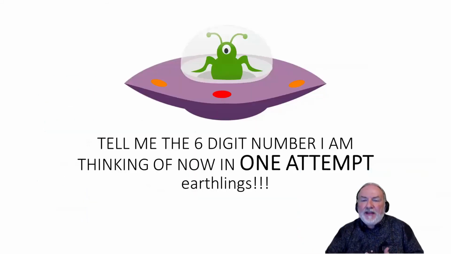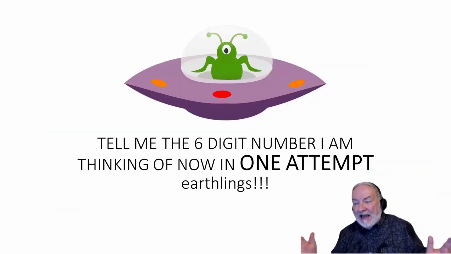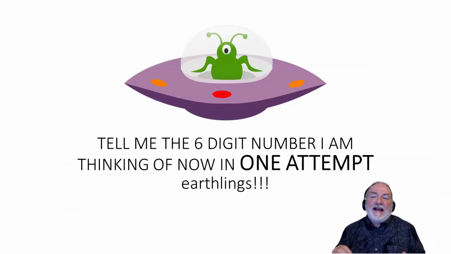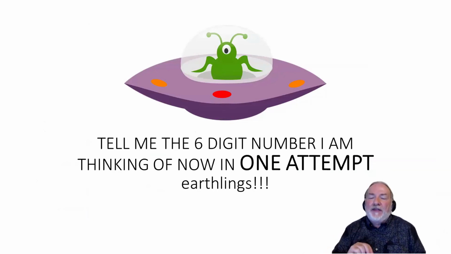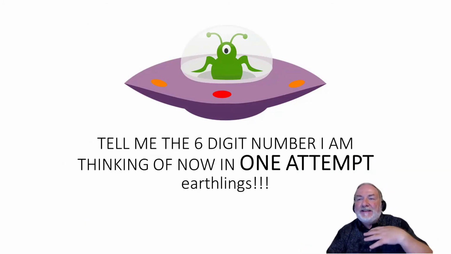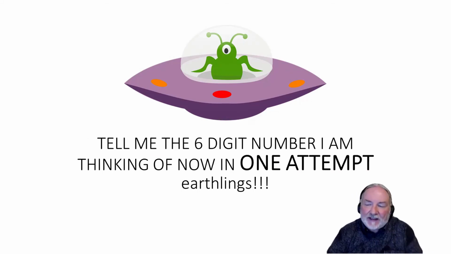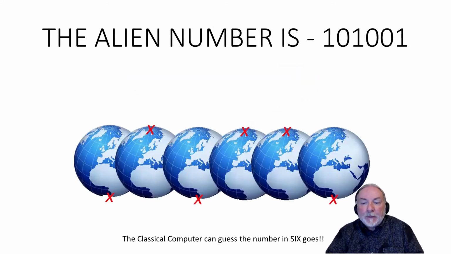Now let me show you the effect that has. Should an alien come down and say, I've got a number here, I want you to tell me what that number is in one go. It's a 6-digit binary number. So it could be 110011. And you have to tell me what the answer is. Obviously, this is just a bit of a joke.